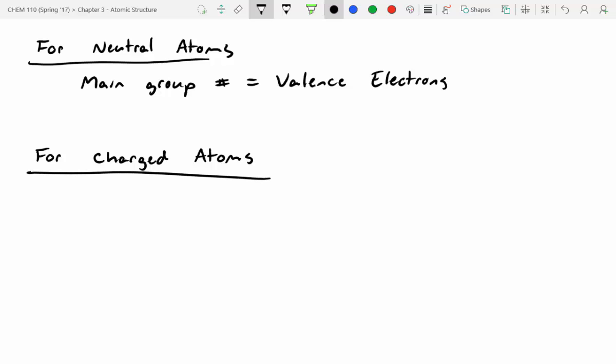All you do is take the main group number and subtract the charge. However, make sure that your charge has the appropriate sign. So if it's -1, this box should contain -1, not +1. And then this will tell you your number of valence electrons.